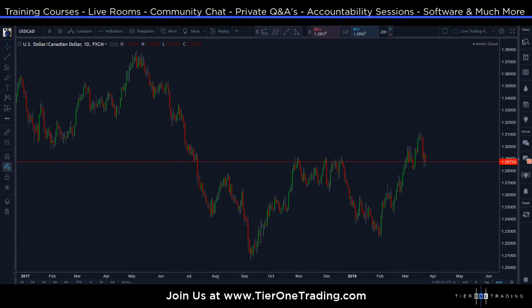And I always like looking at the daily time frame because it gives me a better perspective on what price is actually doing. I get a lot of questions about, is it better to be a swing trader or a day trader? Is it better to trade this time frame or that time frame? In reality, price moves the same on each and every time frame. However, there's less and less noise the higher you go.